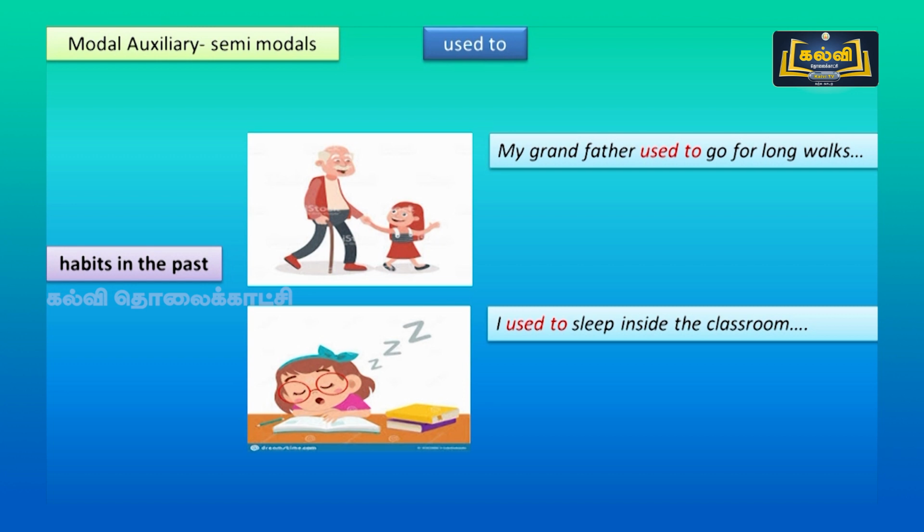Right. Coming to the next one. Look at the picture. A girl sleeps, maybe inside a classroom. So how do we use this? By using used to. Right. I used to sleep inside the classroom when I was studying in my kindergarten or when I was in my elementary school. Right. Now let's move to the next one.